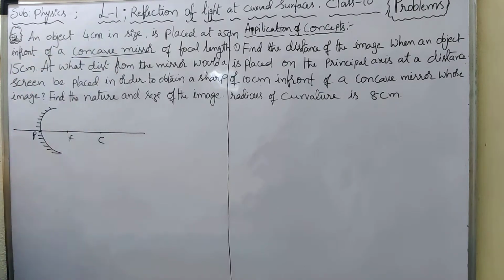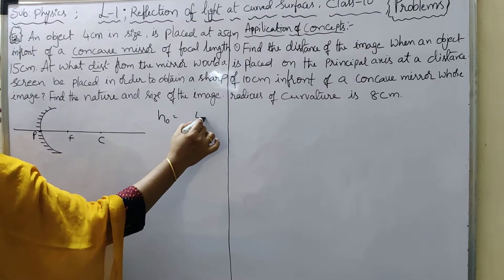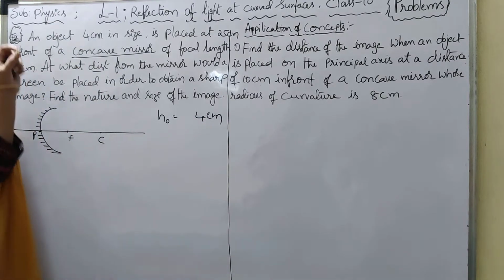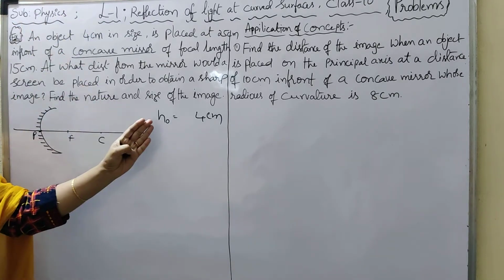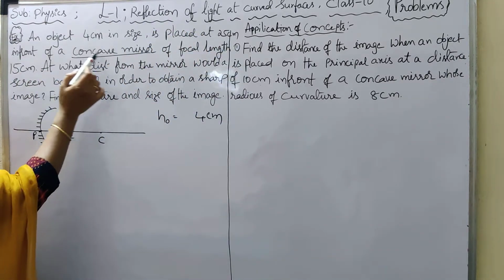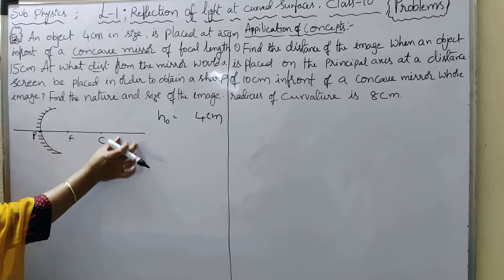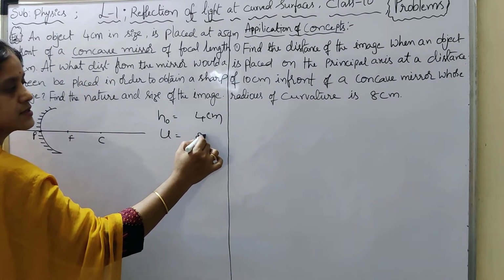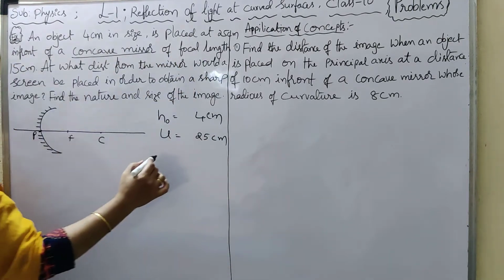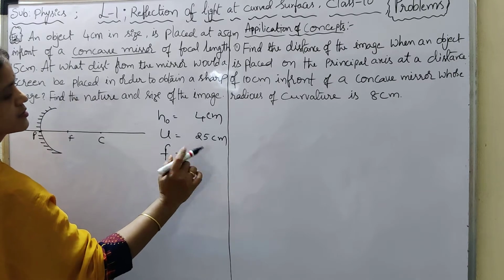An object 4 cm in size means the height of the object is given as 4 cm. Now slowly start reading, and whatever values are given, start writing. It is placed at 25 cm in front of a concave mirror. The object is placed from the mirror at a distance of 25 centimeters, which means the object distance is 25 centimeters. Next, the focal length of that mirror is 15 centimeters.